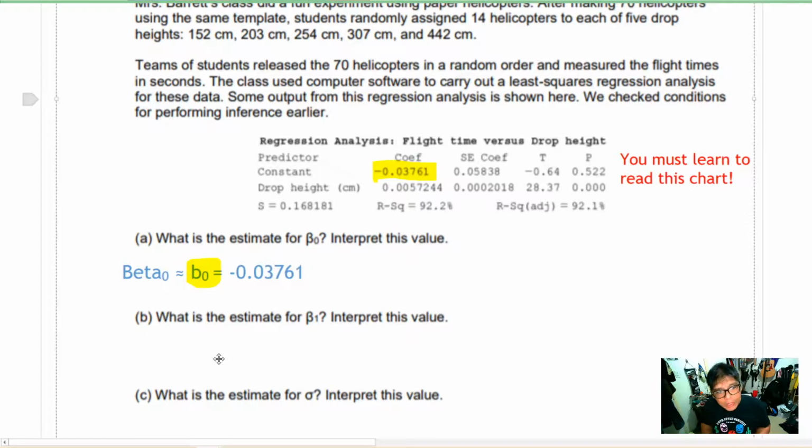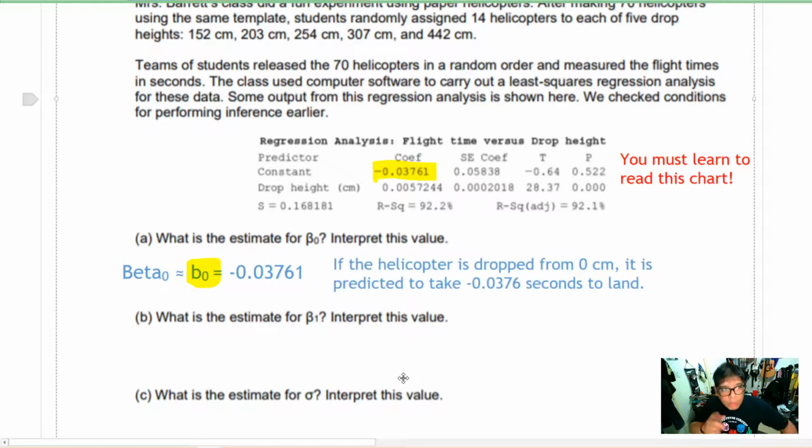negative 0.03761. If you will remember from the context, this says that if a helicopter is dropped from 0 centimeters, it's predicted to take negative 0.03 seconds to land. Clearly, this number doesn't really make sense in context.